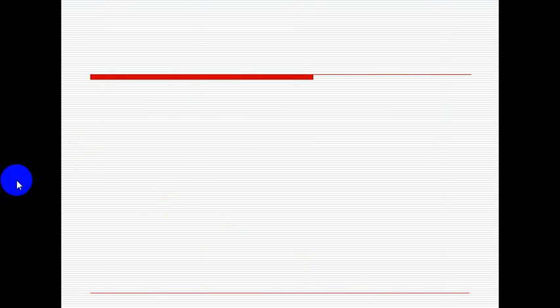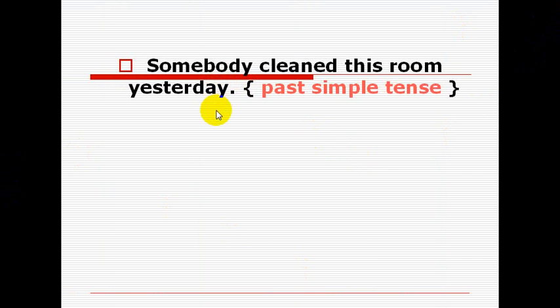Moving to another example. Somebody cleaned this room yesterday. This is a past simple tense and this is an active sentence. Somebody here is the subject, the one who is performing the action of cleaning. Yes, somebody cleaned. So this is an active sentence. I want to make it passive. Once again, I should define the object. Yes, this room is the object. It comes after the verb.